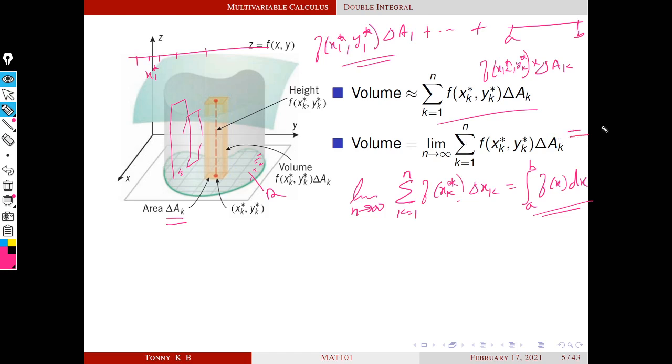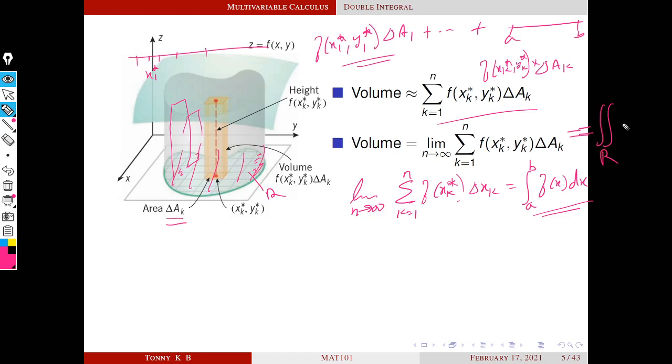Yes, this is exactly equal to, instead of a single integral, we use the double integral. Here we integrate from a to b. That is our region of integration. Here the region of integration is a to b. So here the region of integration is R. R is this region. This entire region is our R, the base region.